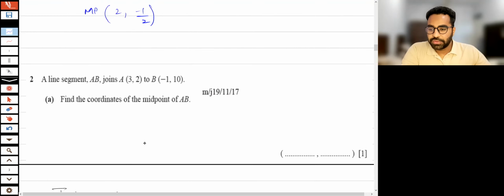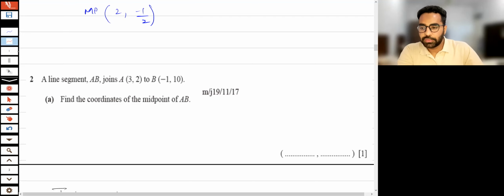Now another partial question is saying a line segment AB joins A (3, 2) and B which is (-1, 10). Find the coordinates of the midpoint of AB.